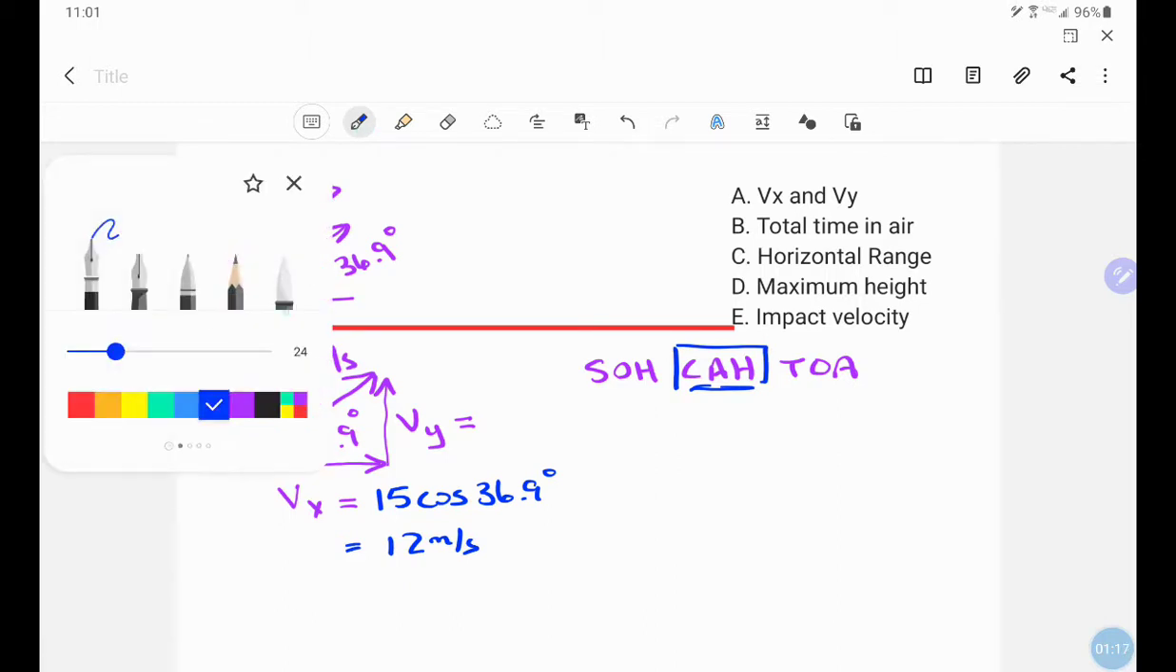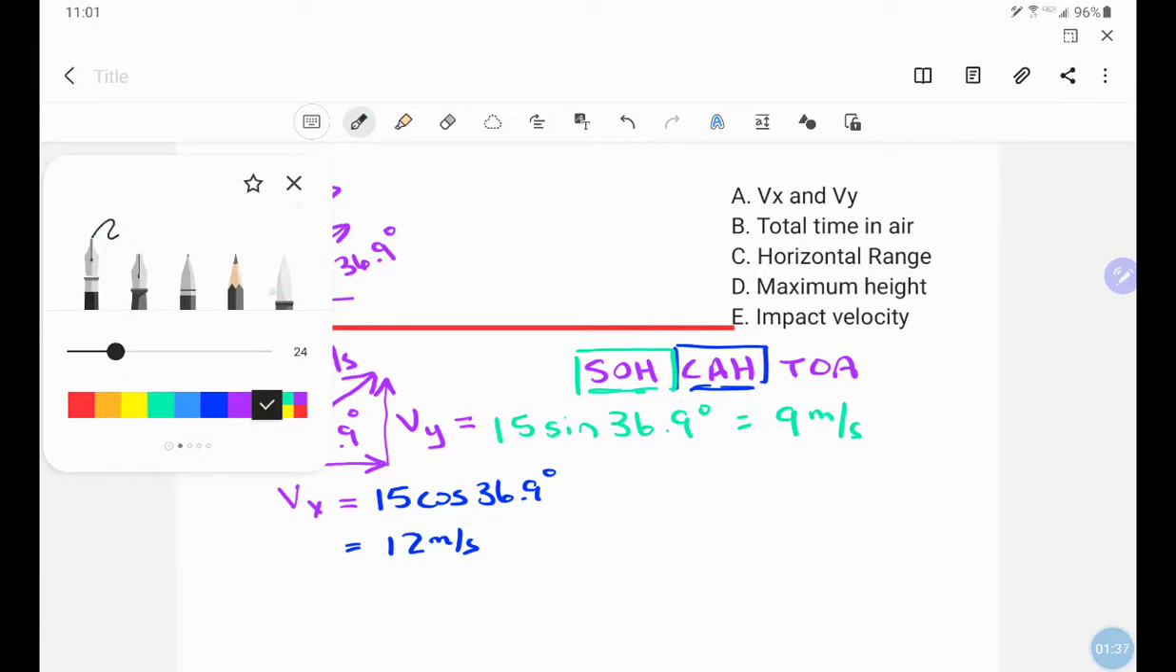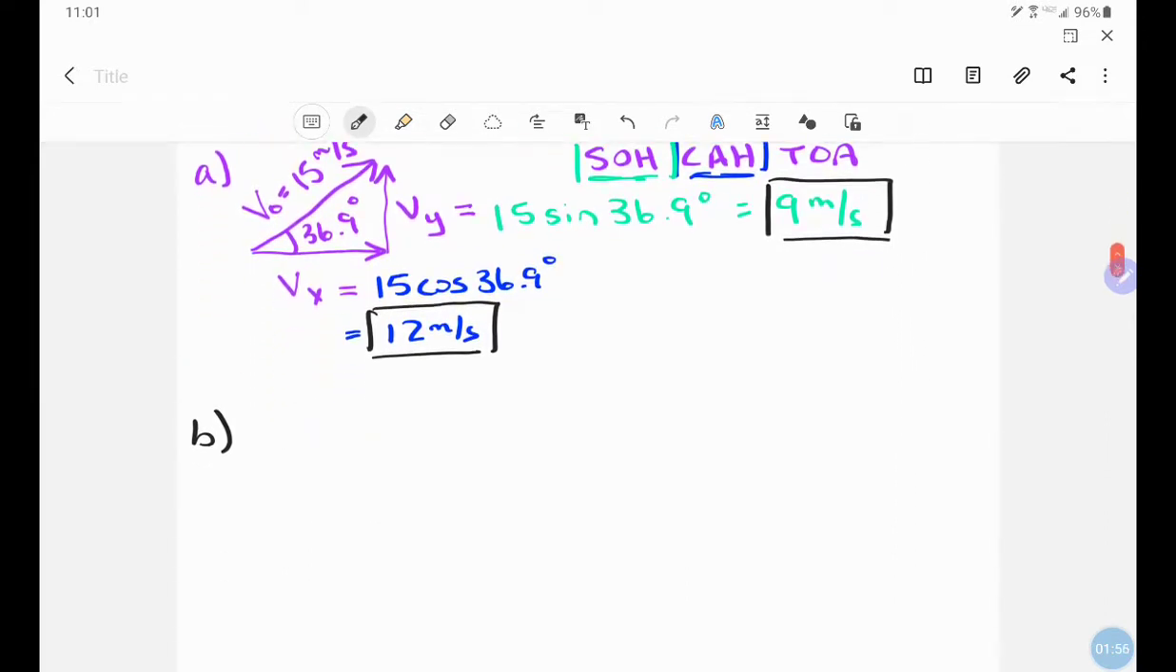And for Vy, we are dealing with opposite and hypotenuse. So we will be using sine, so that is 15 sine of 36.9 degrees, which is 9 meters per second. So here's Vy, here's Vx. Okay. For part B, total time in air, I'm going to do my best to stay organized, so I'm going to make a chart before I start part B, and I'm going to put as much information as I possibly can.